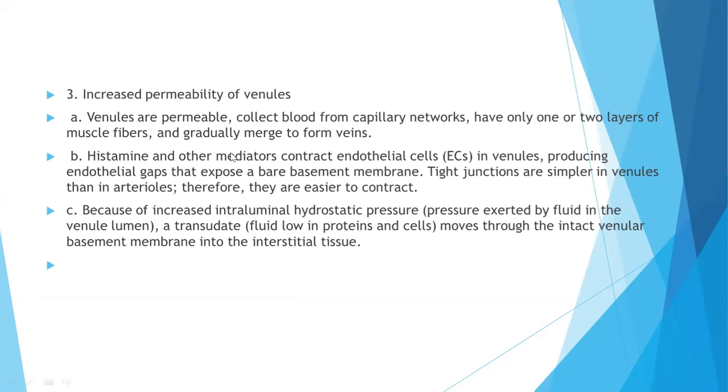Then there is increased permeability of these venules. Now, venules are permeable. The arterioles are not permeable, but these venules are permeable. They collect the blood from capillary networks and have only 1 or 2 layers of muscle fibers and gradually merge to form veins. Histamine and other mediators contract endothelial cells in venules, producing endothelial gaps that expose a bare basement membrane. Tight junctions are simpler in venules than in arterioles. Therefore, they are easier to contract. Now, because of increased intraluminal hydrostatic pressure, pressure exerted by fluid in the venule lumen, a transudate moves through the intact venular basement membrane into the interstitial tissue.